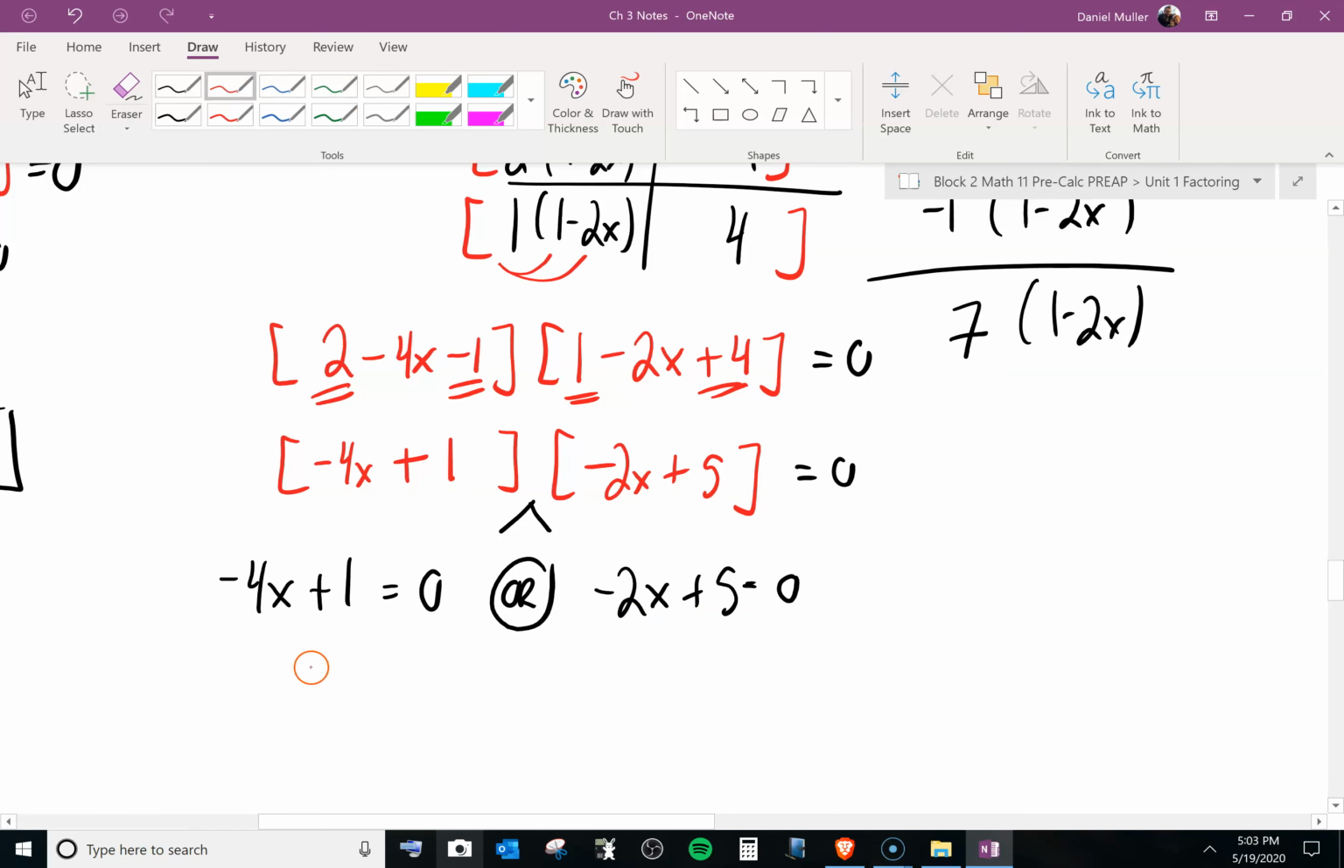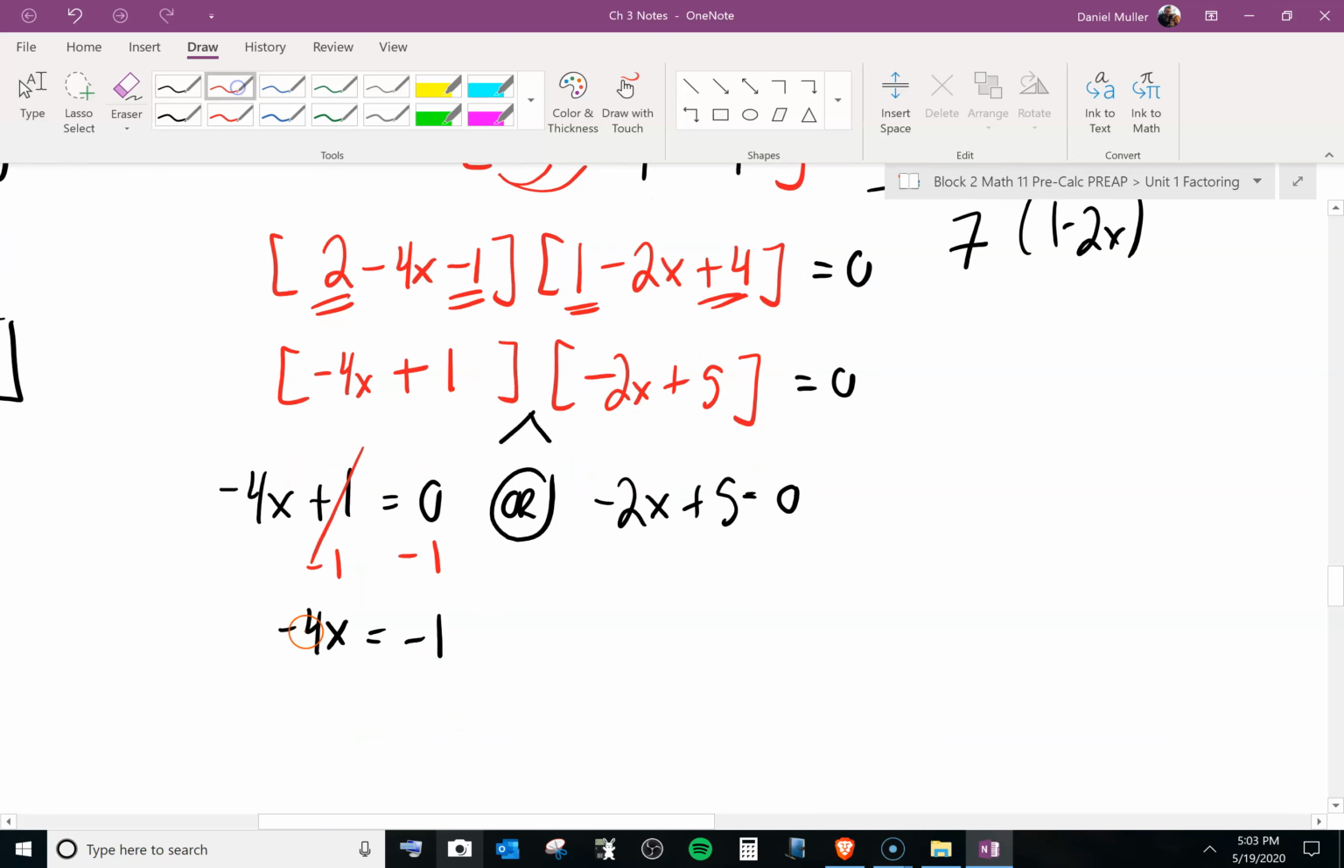I'm going to do the steps for this first one here, though, for you. So I'm going to minus 1, subtract the 1, like I had said. Negative 4x equals negative 1. And then divide by negative 4. So like I said, subtract the 1, divide by negative 4. Negative 1 over negative 4, which is going to be just a positive 1 over positive 4.